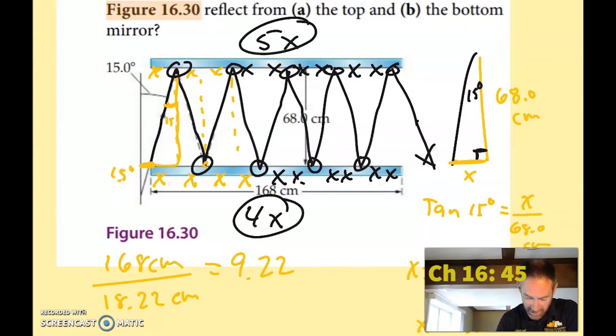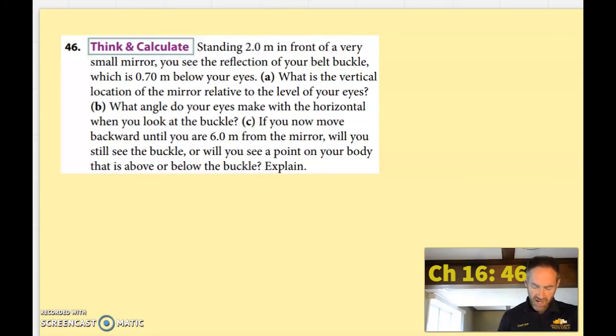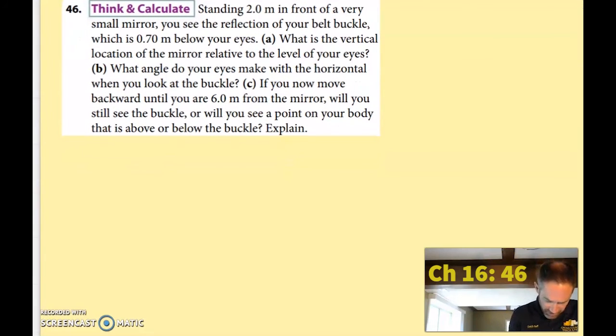On number 46, it says you're standing in front of a very small mirror. You're 2 meters from that small mirror, and you see the reflection of your belt buckle, which is 0.7 meters below your eyes. What's the vertical location of the mirror relative to the level of your eyes? So let's draw a picture of this thing. Here you are. Here's your belt buckle right there. Okay, and here's the little mirror.